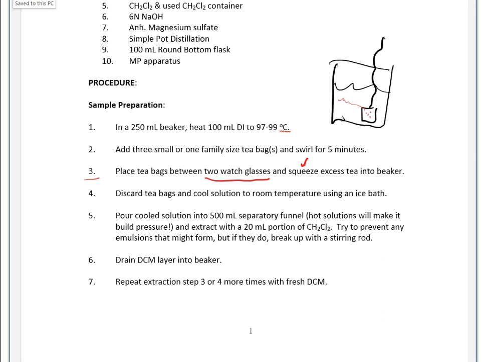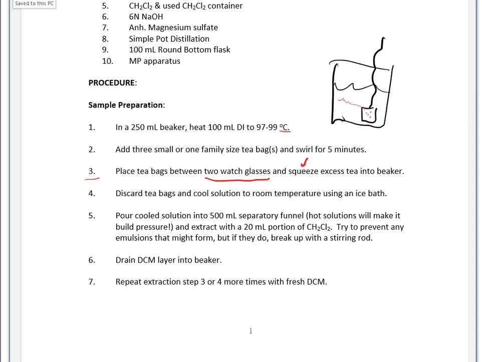All right, the reason that we put them between 2 watch glasses is because it's hot water, and if we put hot water on our hands, it's not going to feel very good. So we're going to take our watch glasses and squeeze them, and that will extract some of that caffeine out of there, and we want to collect all of that nice little tea juice that we're getting ready to squeeze out of those bags.